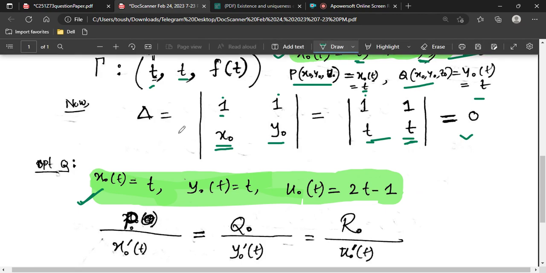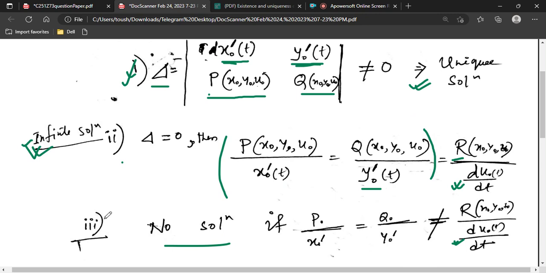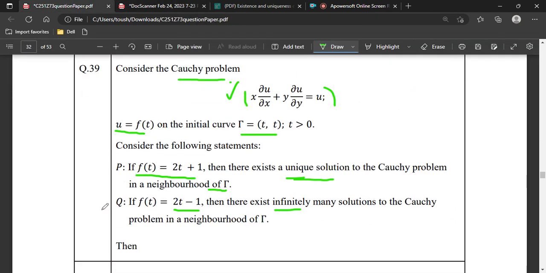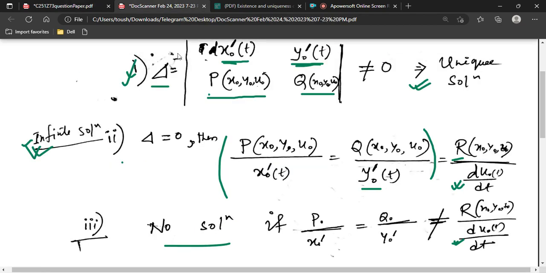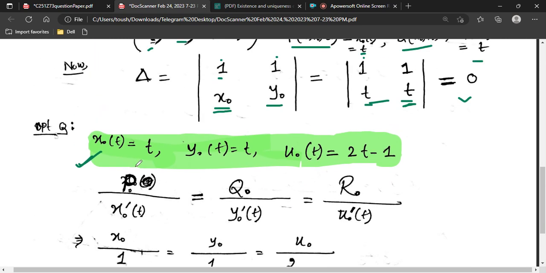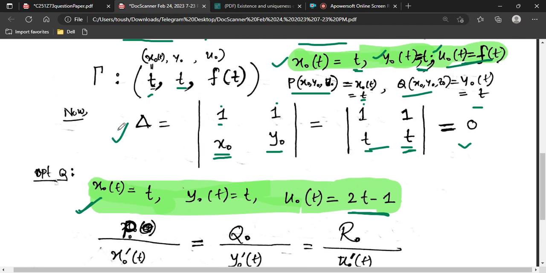So then what will I do? I will check by these two. The rest of the things we will check first, and if that also does not hold, then also we can't say. Now let's check option q first, and then we will come to option p. For q they are giving f of t as 2t minus 1. So your initial data curve is x0, y0 and u0, where u0 is 2t minus 1, x0 is t and y0 is t. If you check the determinant first, you will get the same determinant.